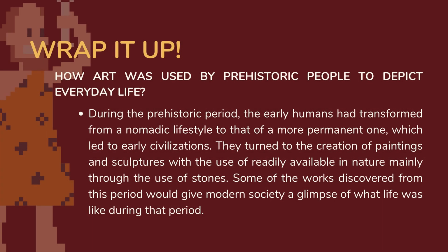And now let's wrap up the lesson. So how art was used by prehistoric people to depict everyday life. During the prehistoric period, the early humans had transformed from a nomadic lifestyle to that of a more permanent one, which led to early civilizations. They turned to the creation of paintings and sculptures with the use of materials readily available in nature, mainly through the use of stones. Some of the works discovered from this period would give modern society a glimpse of what life was like during that period.